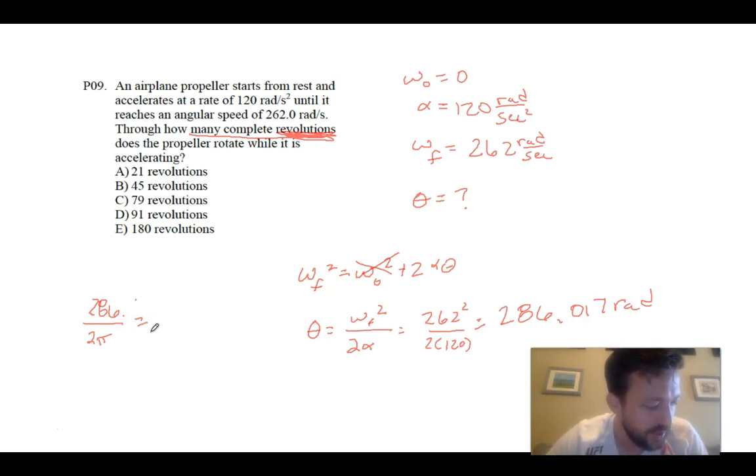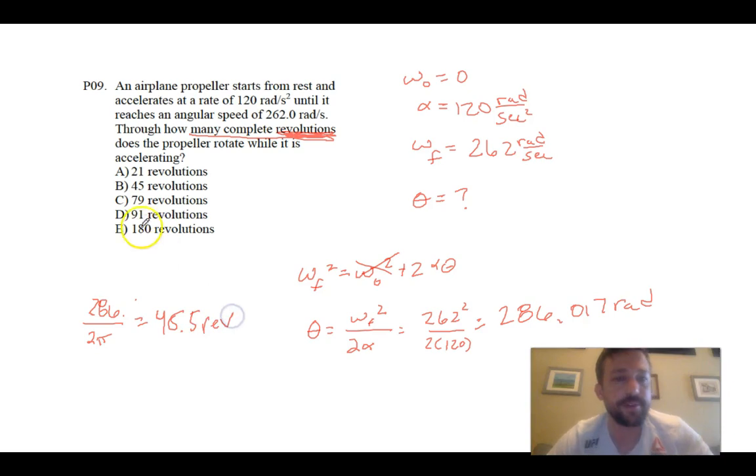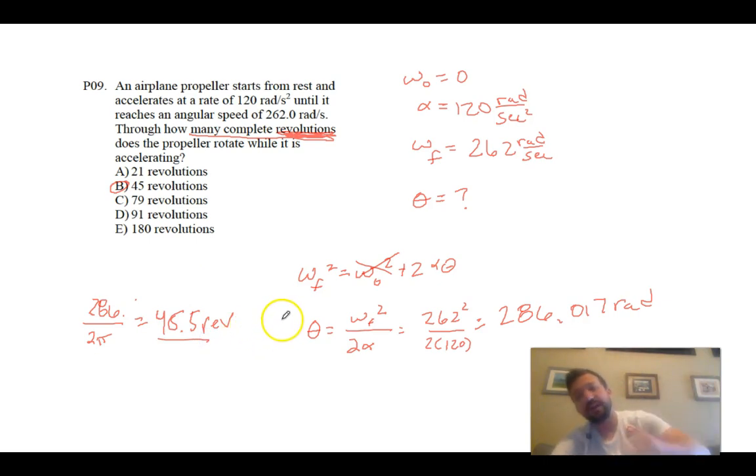The answer is 45.5 revolutions. Okay, so there you go. 45.5 revolutions. And like I said, that's much easier to understand. It revolved 45 times, yeah, every second. Yes? Okay.